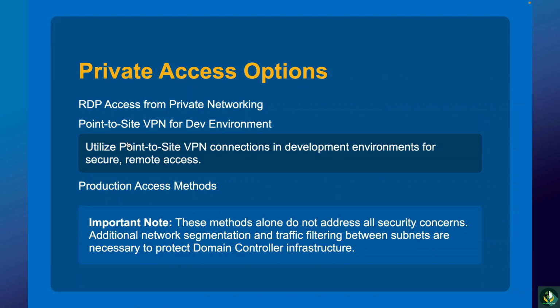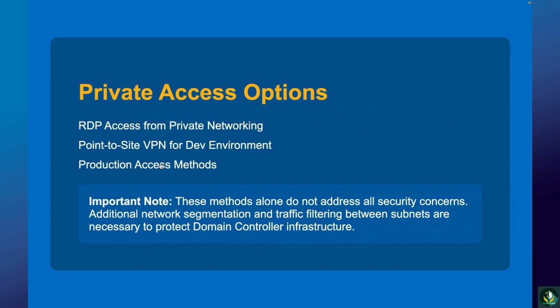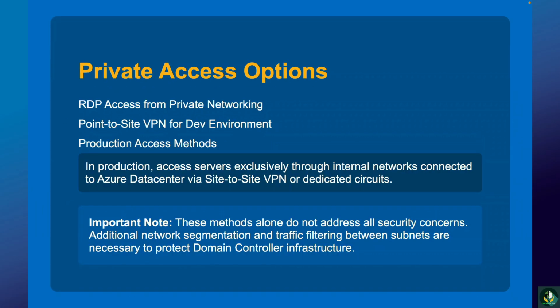In development, a point-to-site VPN can be employed. This solution enables secure remote access for developers and testers, ensuring that only authorized personnel can connect to the development resources. Production environments require stricter access controls. So let's take a look at these production access methods.